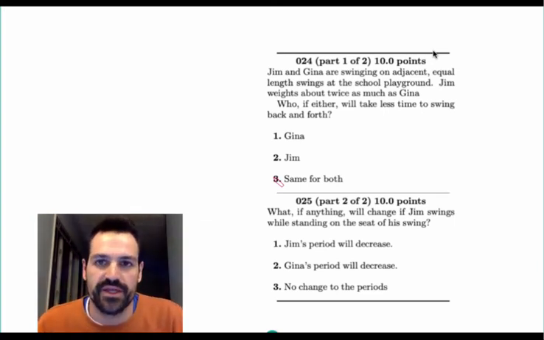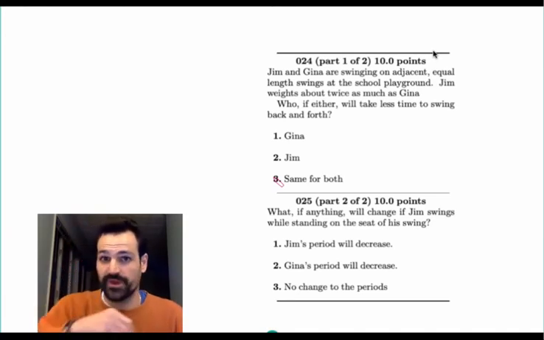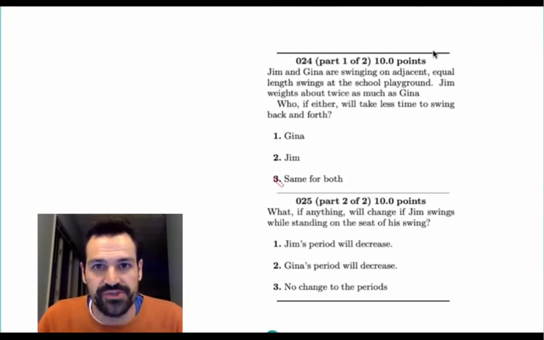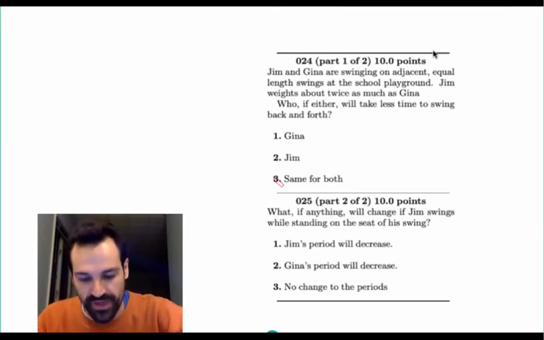24. And looks like we're getting to pendulums. Jim and Gina are swinging on adjacent equal lengths at the school playground. Jim weighs about twice as much as Gina. So who, if either of them, takes less time to swing back and forth?